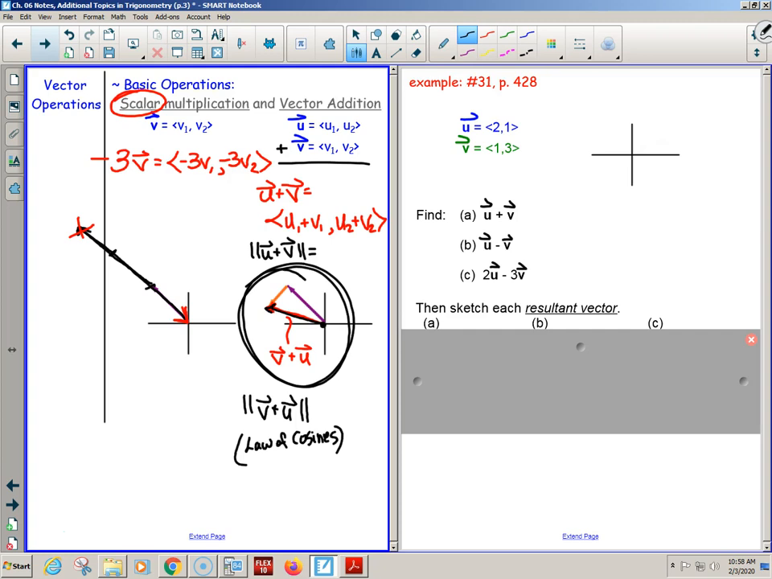I would need to add them. But wait, what is the length? The length is the magnitude. How do I find the magnitude? How do I find the double line thing? What formula do I need to use? Did you box it up above? Say it, Vanessa. I just pointed it out. A squared plus B squared.